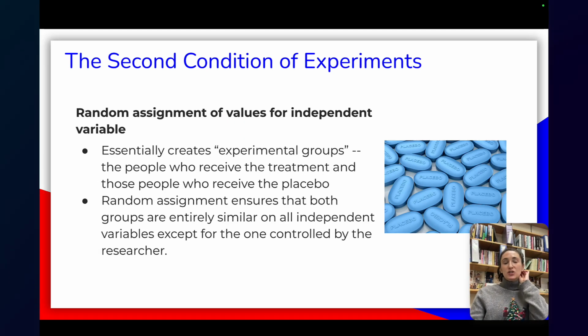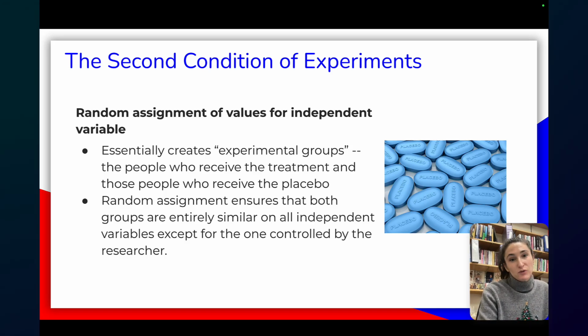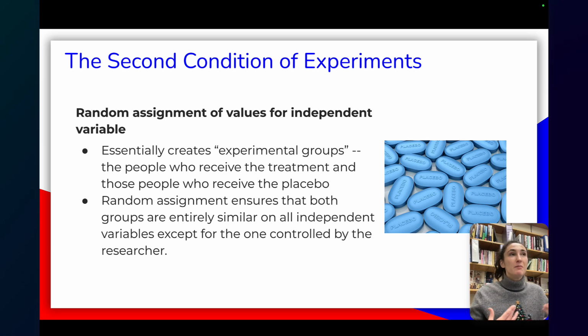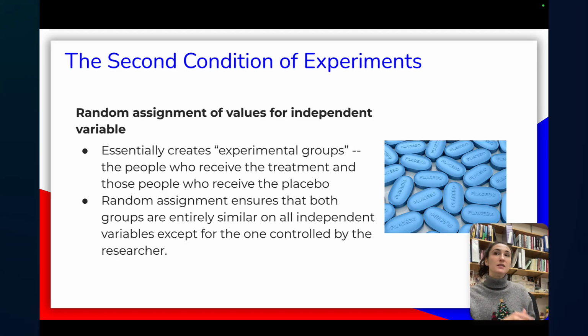The second condition is that it is a random assignment. Okay, that it is a random assignment of values for the independent variable. So that essentially creates experimental groups. So the people who receive the treatment and those people who receive the placebo. You are likely familiar with this concept from medical studies, right? Some people receive the treatment, the actual pill, right? And then some people receive the placebo, the sugar pill, which doesn't do anything. Okay, and then they compare the outcomes of the two groups. But random assignment ensures that both groups are entirely similar on all independent variables except for the one controlled by the researcher.